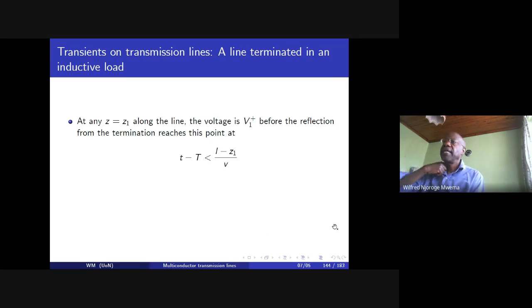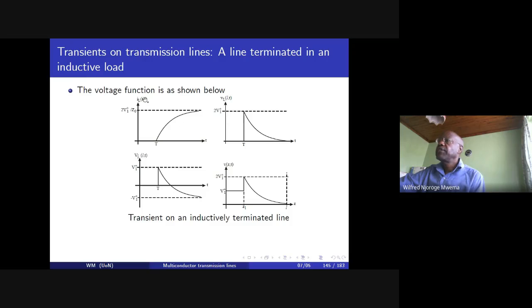So at any z equal to z1 along the line, the voltage will be V1 plus, as long as the reflection component has not arrived from the termination. So at t less than (L minus z1)/v, where z1 is between the load and the sending end, it is V1 plus, and it then equals V1 plus plus V1 minus at t minus big T thereafter.